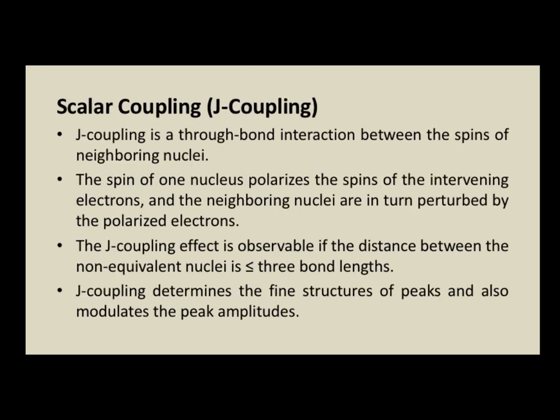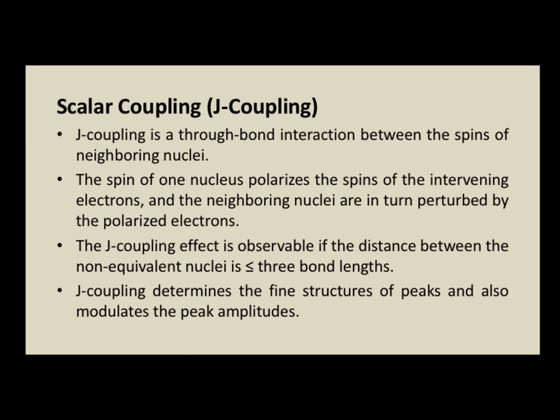In imaging, we only sort of care about chemical shifts, or we even don't need to care about chemical shift, because we are getting signal from the water. It's water only. In spectroscopy, not only do we need to care about chemical shift, we also need to care about scalar coupling, which is also called J-coupling. J-coupling is the through-bond interaction between the spins of neighboring nuclei.